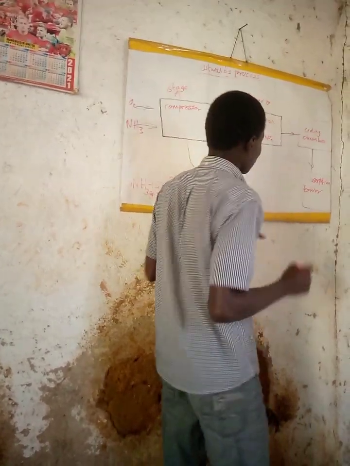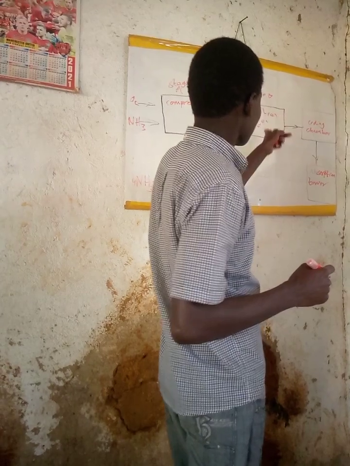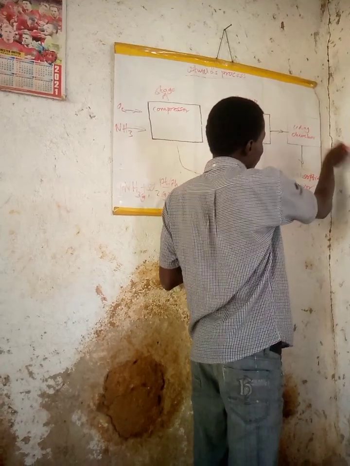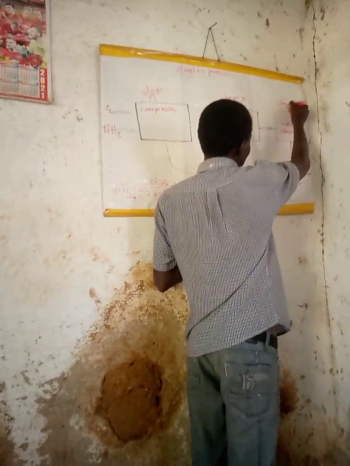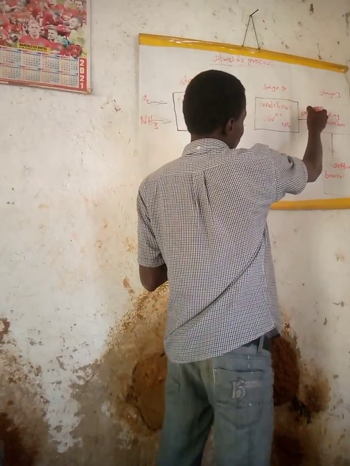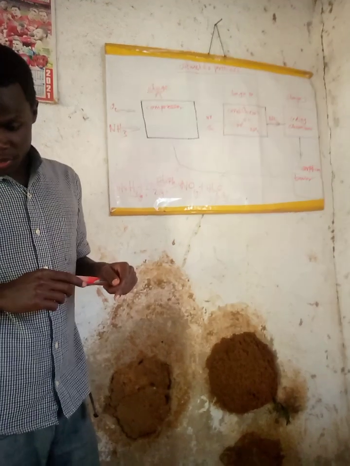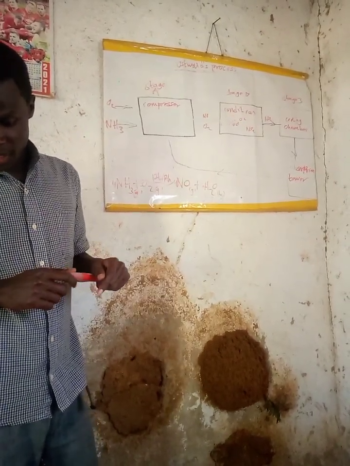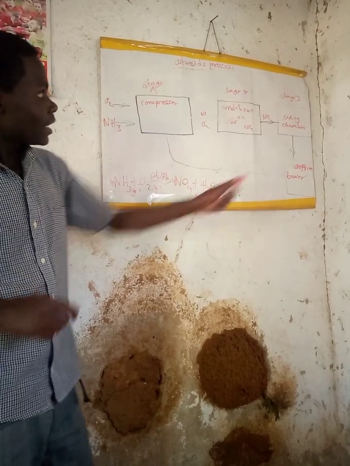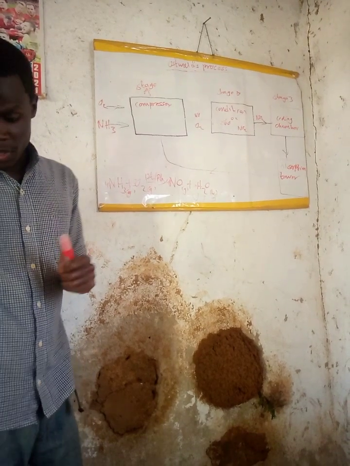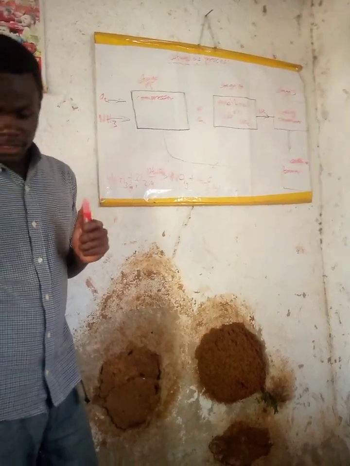Now the nitrogen dioxide moves from stage B to stage 3, which is the cooling chamber. Nitrogen dioxide is now moving to the cooling chamber, where it is passed through water to form nitric acid and nitrous acid.